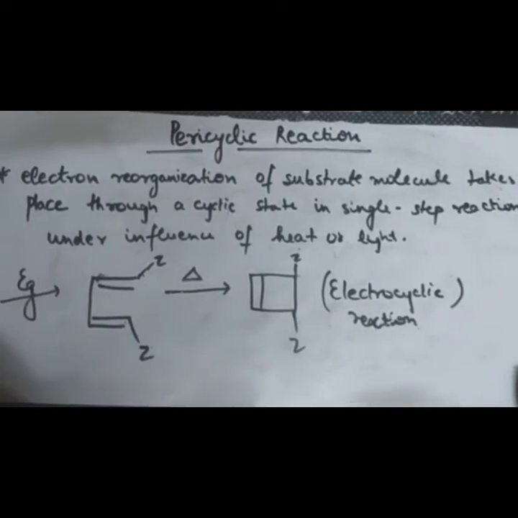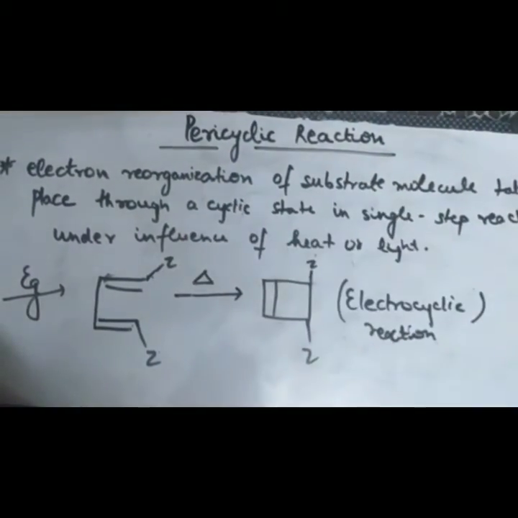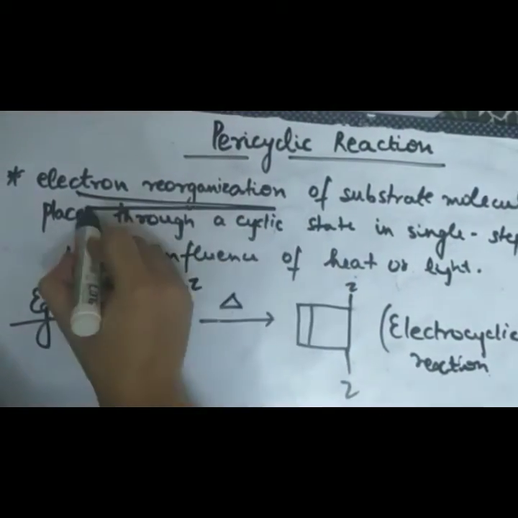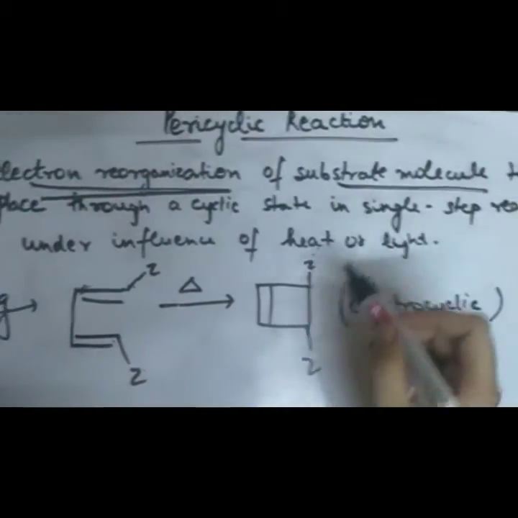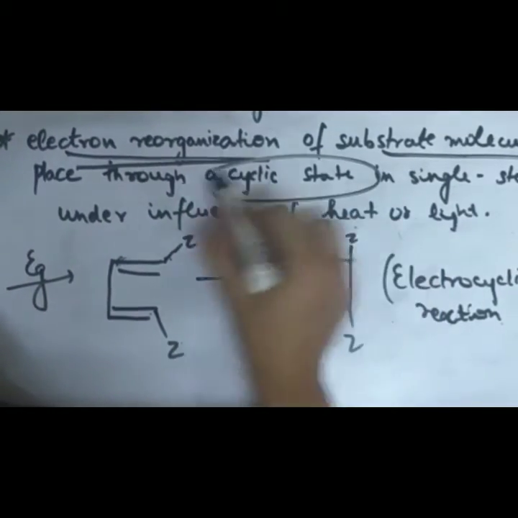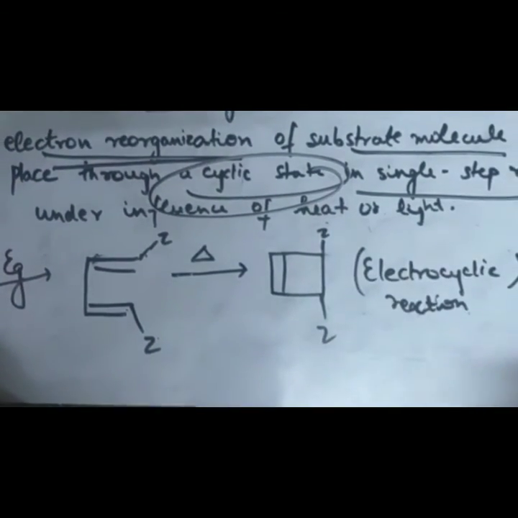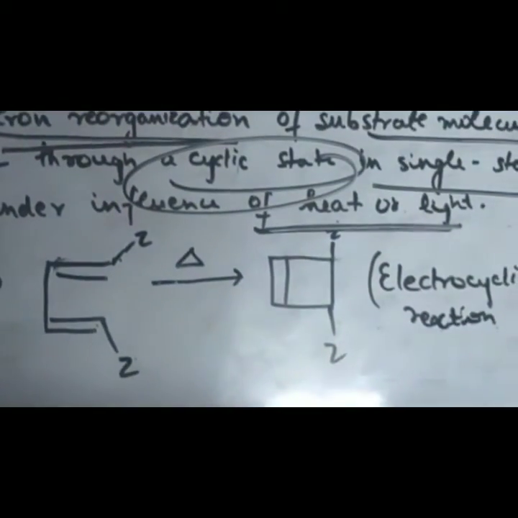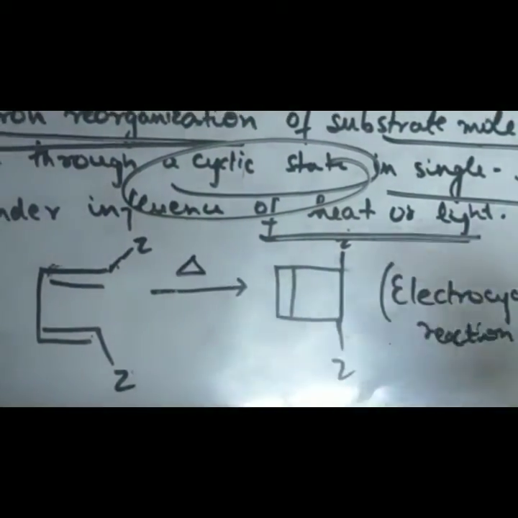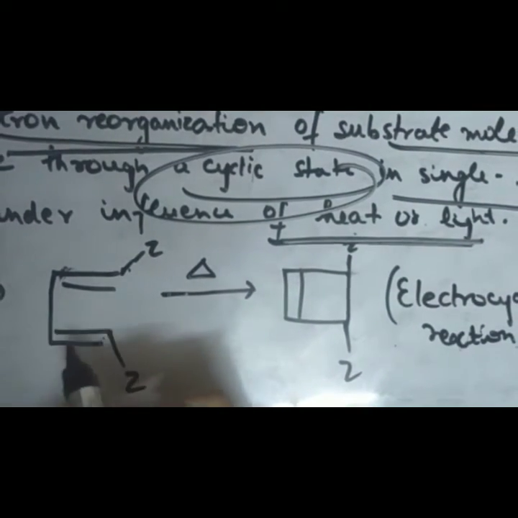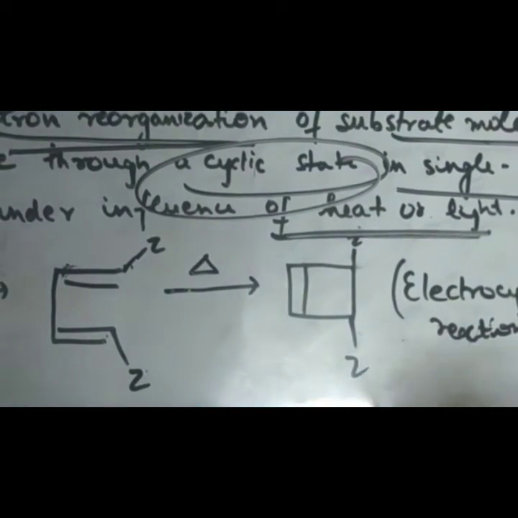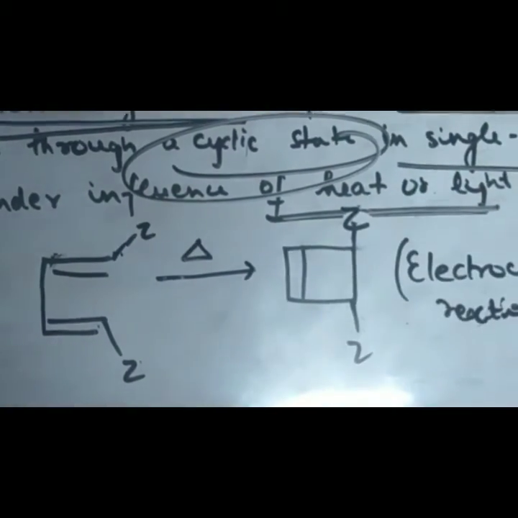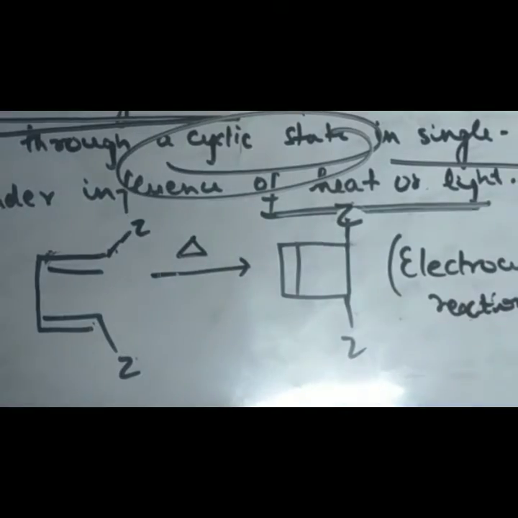Last reaction of today's session is pericyclic reaction. So pericyclic reaction is electron reorganization of substrate molecule taken place through a cyclic state in a single step under influence of heat or light. So what exactly happens here is, in the presence of heat or light, electron reorganizes itself to give a cyclic ring type structure or any other structure.